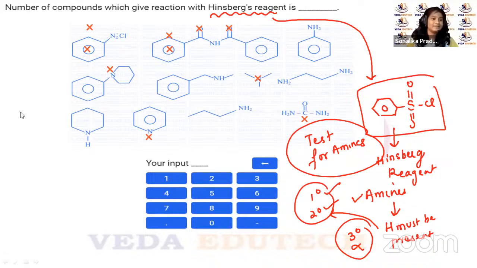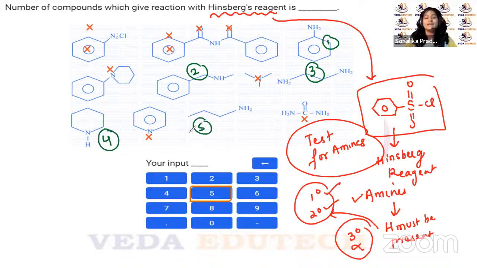No, this will react, right? Let us see. So what is going to be your answer, children? This is going to react. So how many compounds are there which are going to react? Your answer is 5. So 5 compounds are going to react. This one is going to react, 1, 2, 3, 4 and 5. So these 5 compounds are going to react, children. The rest of them are not going to react.